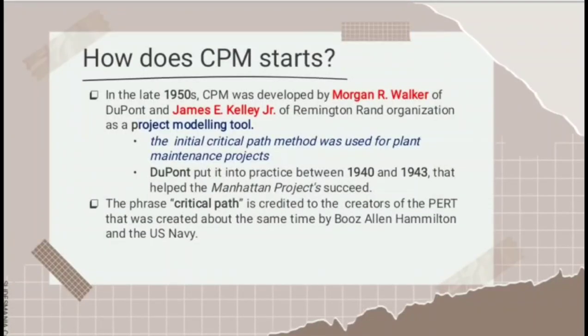In the late 1950s, CPM was developed by Morgan R. Walker of DuPont and James E. Kelly Jr. of Remington Rand Organization as a project modeling tool. The initial critical path method was used for plant maintenance projects. DuPont put it into practice between 1940 and 1943 that helped the Manhattan Project succeed.